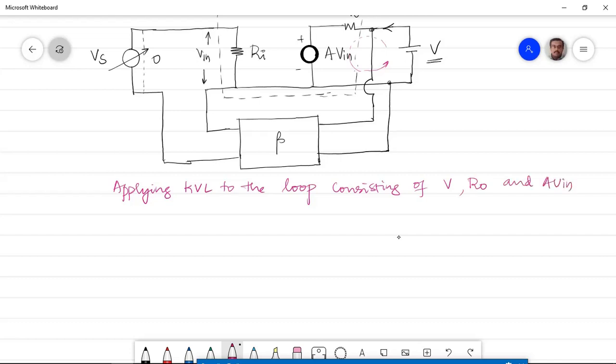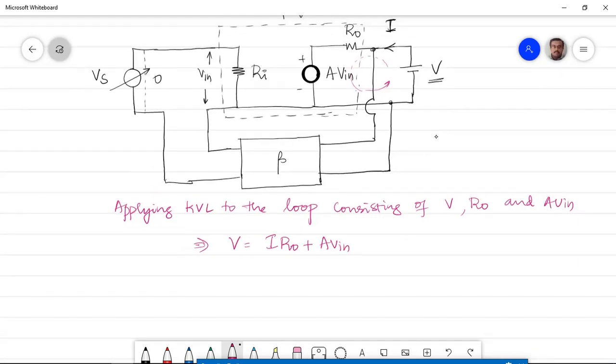When you apply KVL, I'll straight away write the equation. V is equal to I times R naught plus A times V in. In the actual sense, you will have V minus I into R naught minus A times V in is equal to 0, and finally this is the equation you get. So I'll have to make some changes. Somehow I need to eliminate that V in.